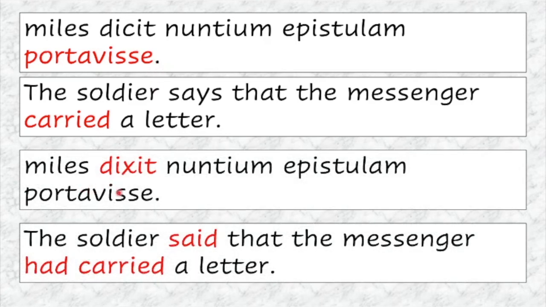And if I have the verb in the main clause which is already a perfect tense, then I need to translate this sentence in a different way again. So, miles dixit nuntium epistulam portavisse. The soldier said that the messenger had carried a letter. So, because I have a perfect infinitive, portavisse, I know that the action of carrying happened before the main verb, dixit. So the soldier said that the messenger had carried a letter before, in the past.